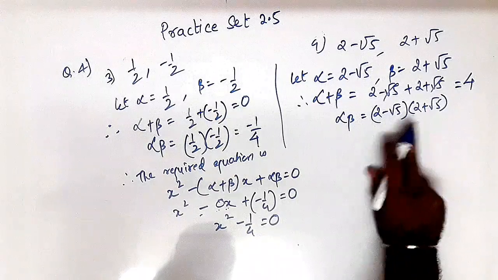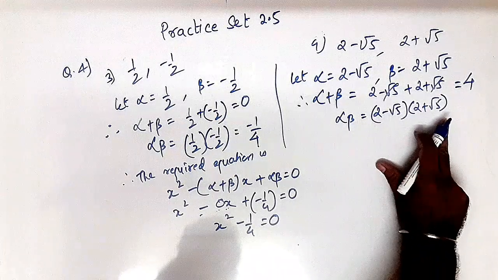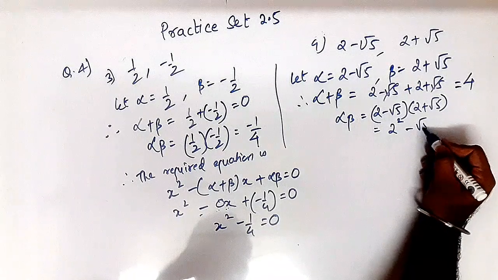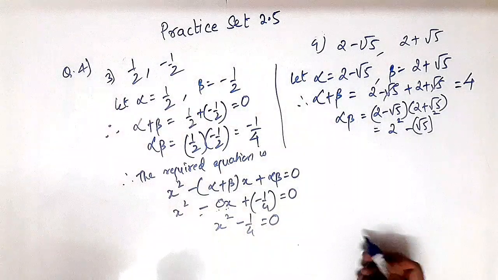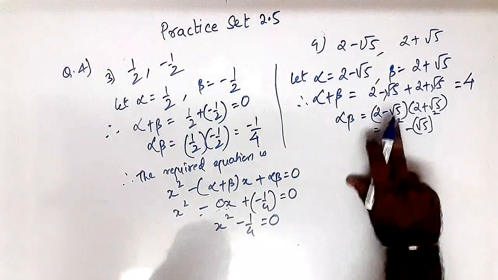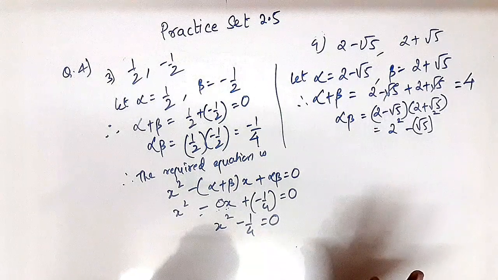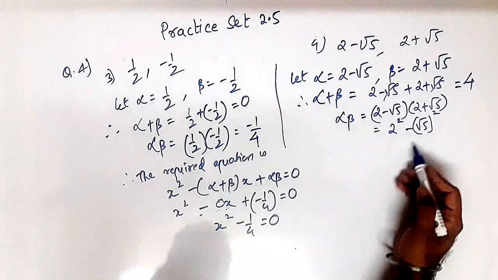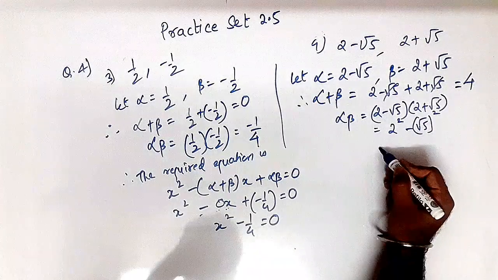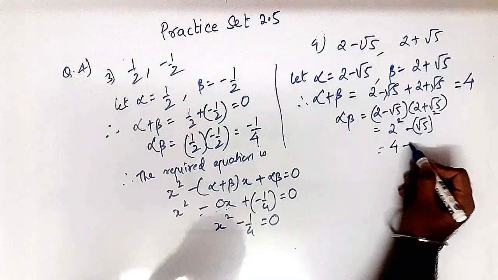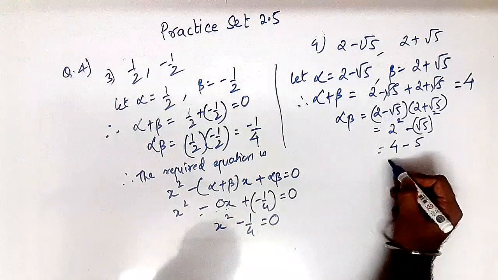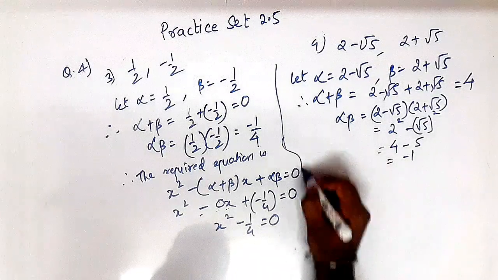So this we are getting in the form a minus b, a plus b. So it will be a square minus b square. Okay. However, you can multiply the two brackets as we generally multiply, but it is already in the form a minus b, a plus b. So you can write it like this, a square minus b square. So it is 4 minus root 5 square is 5. So we are getting it as minus 1.